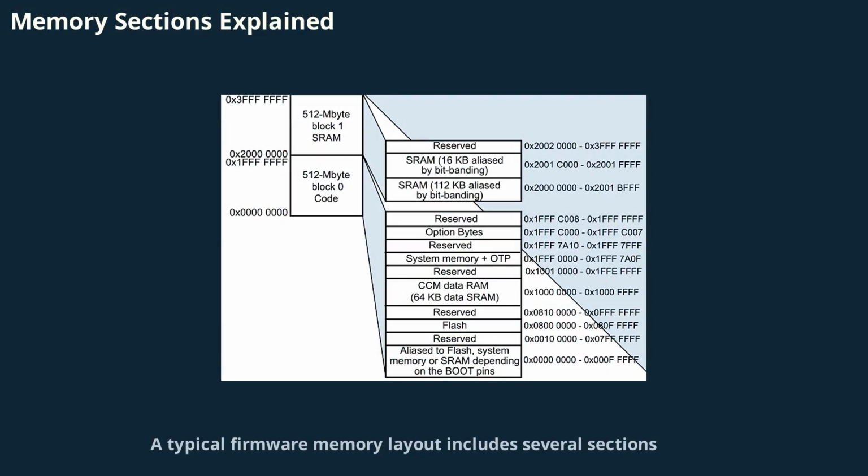Typical firmware memory layout includes several sections: the vector table for interrupt handlers, the text section for program code, data for initialized variables, BSS for uninitialized data, and stack and heap regions. Each section serves a specific purpose and has unique size considerations. For example, flash memory is chosen based on code complexity, while RAM size depends on real-time requirements and buffer needs. Understanding these sections helps you design efficient and reliable firmware.